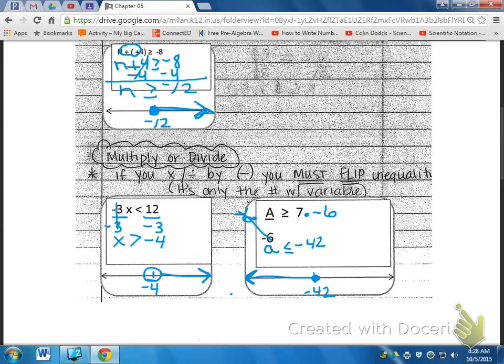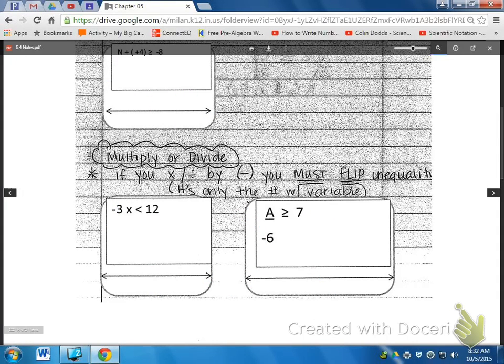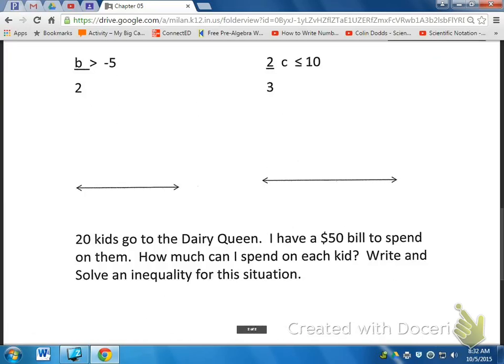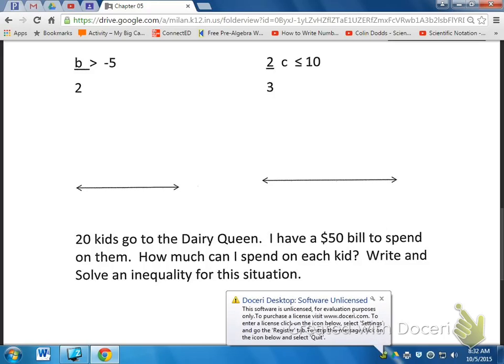Okay. Questions about that? There's one more I need to show you. So, b over 2 greater than negative 5. Who wants to try this one? Okay, Tori, what are we doing? You want to take b over 2 times 2, the 2s cancel out, and you take negative 5 times 2. And you get b is greater than negative 10.